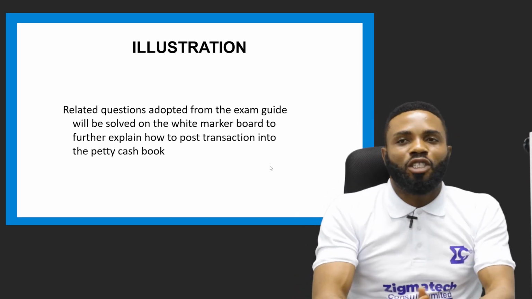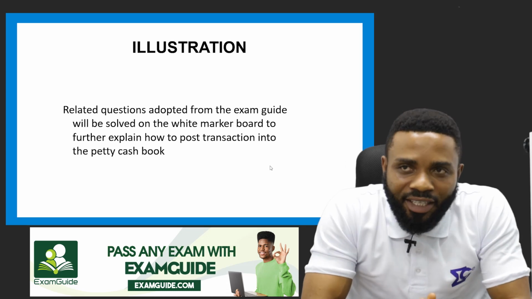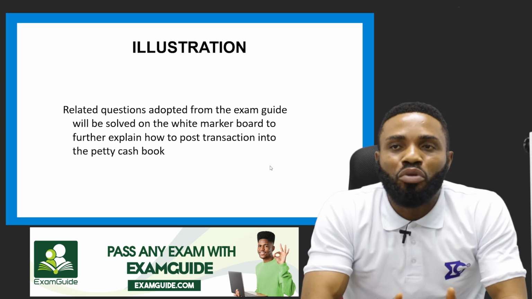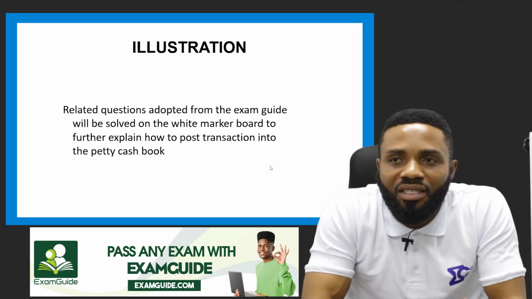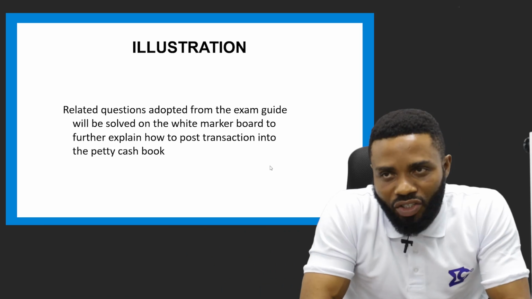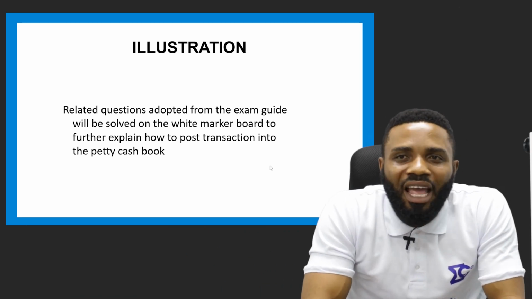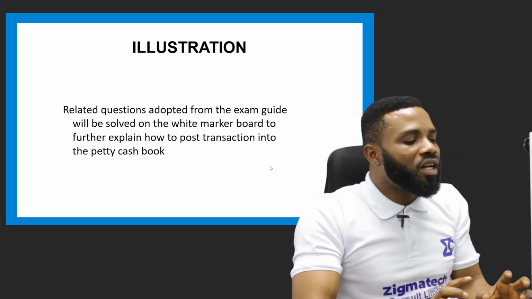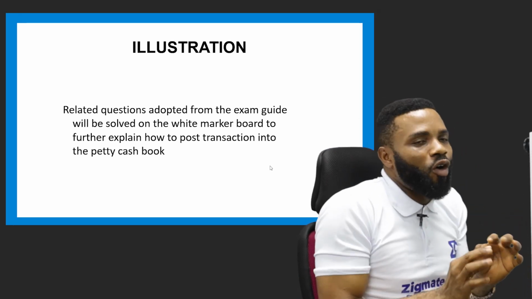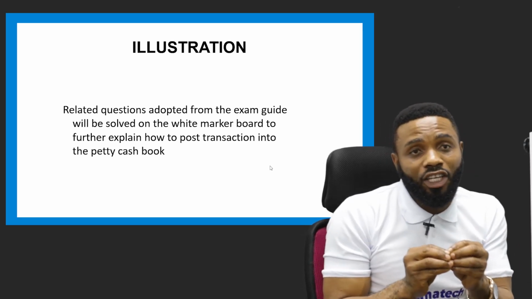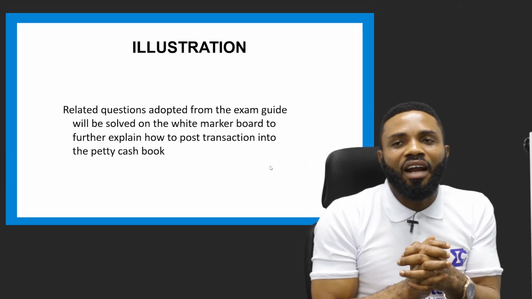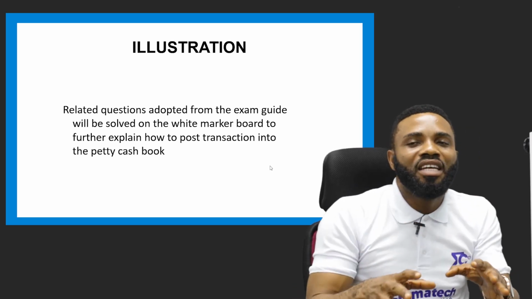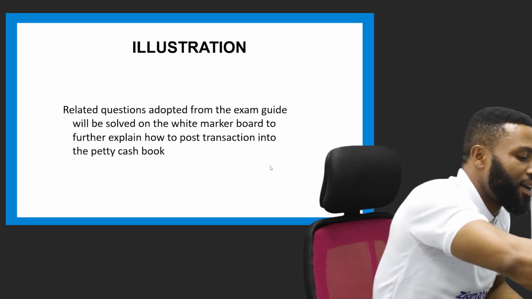Now, so far we have explained what petty cash book is all about, and then we've talked about the procedures, we've talked about the Imprest system, and we also talked about the advantages. Now we want to quickly look at how we'll be able to post transactions. But before then, let me quickly give us a sketch of how a petty cash book looks, and thereafter we'll see if we can get some questions that will further explain the concept of petty cash book.